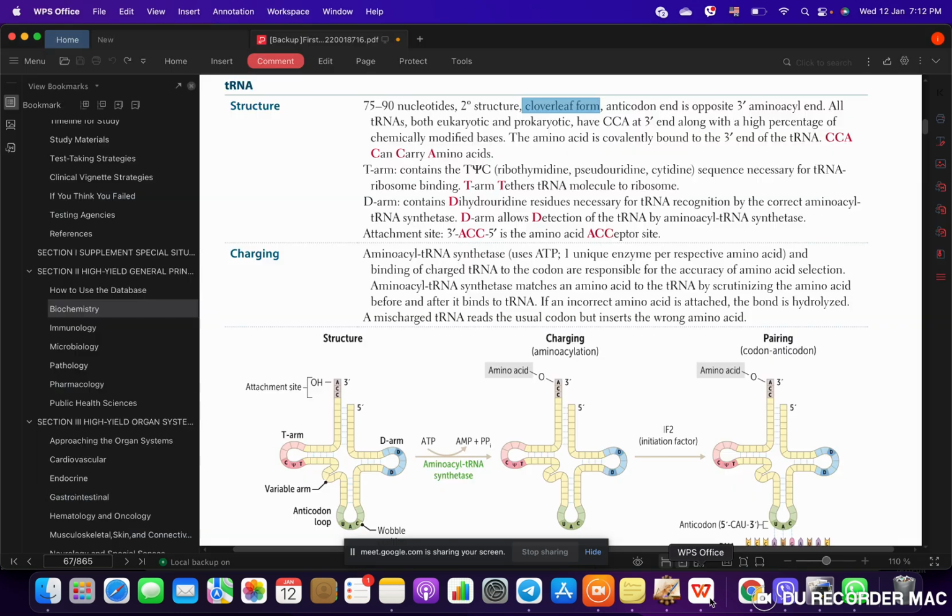Nice. So they have this clover leaf form. And yeah, absolutely. So when we speak about tRNA, the tRNA is a nucleotide sequence itself, which means that it's composed of nucleotides. And does anybody remember what a nucleotide is made out of? I mean, what is the structure of a nucleotide? What does it have inside of it?